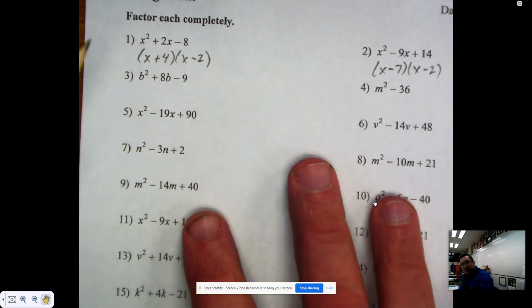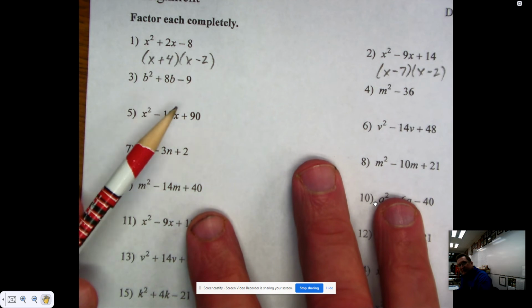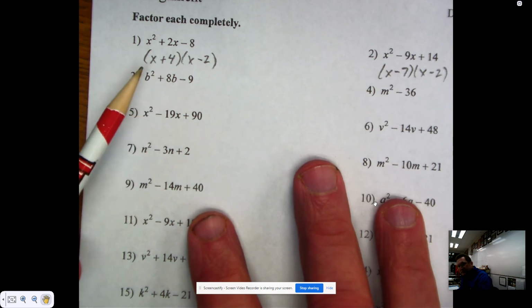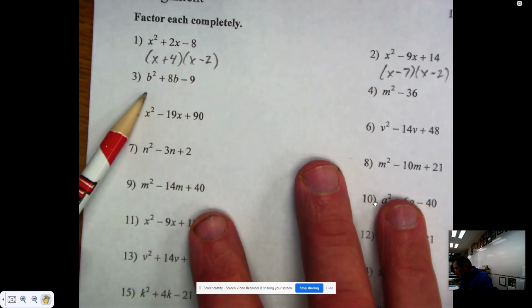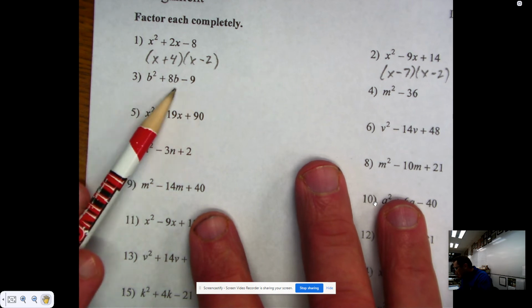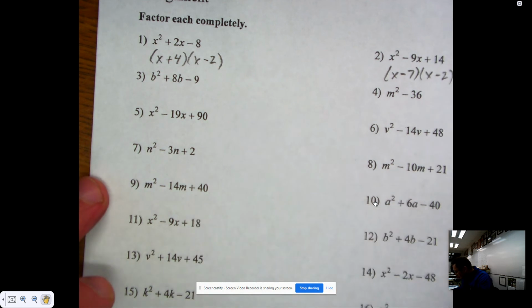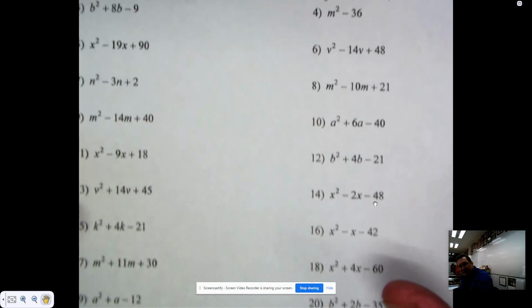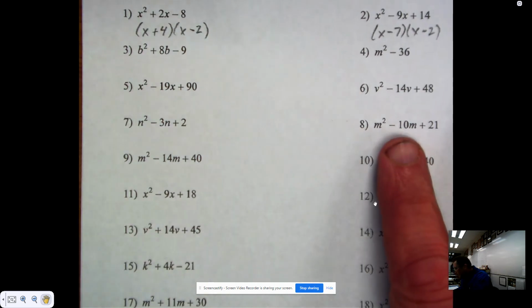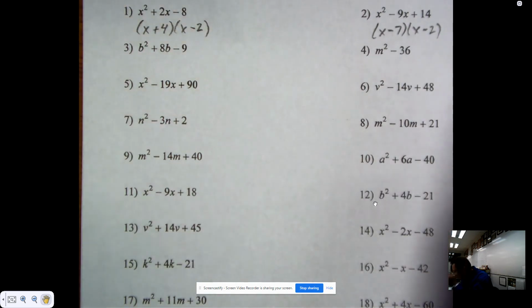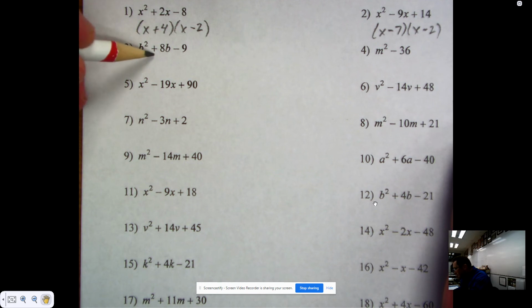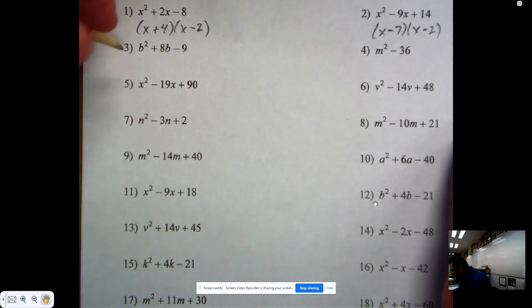And so we have b squared plus 8b minus 9. For one thing, you should notice that there is not a common factor among the three terms. Okay. And in fact, the entire worksheet is in that category. There is not a common factor among the three terms on any of these. And so let's do a few of these that are all a little different, but pretty much the same. You can see that this one says b squared plus 8b minus 9.